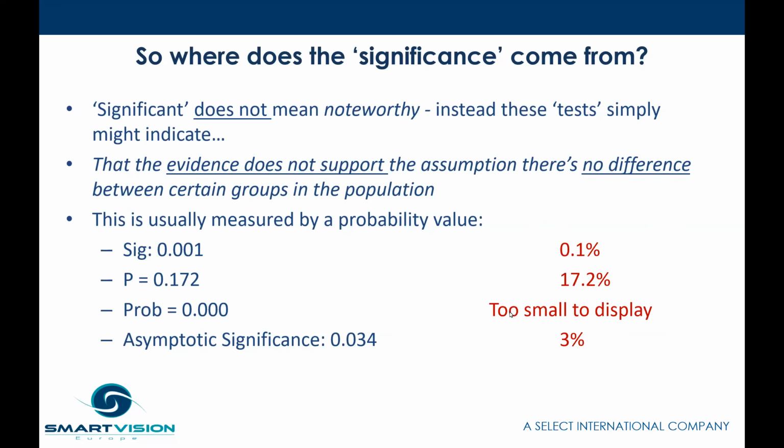So sometimes you'll get too small to display, and sometimes you'll get a label like asymptotic significance, and it might have a probability value of 0.034. That just means 3% or 3.4% if you're rounding. So the point is that it's going to have these numbers. You can turn these numbers into percentages in your head if it makes it easier, if you're not used to interpreting probabilities. So 0.172 is 17.2%.